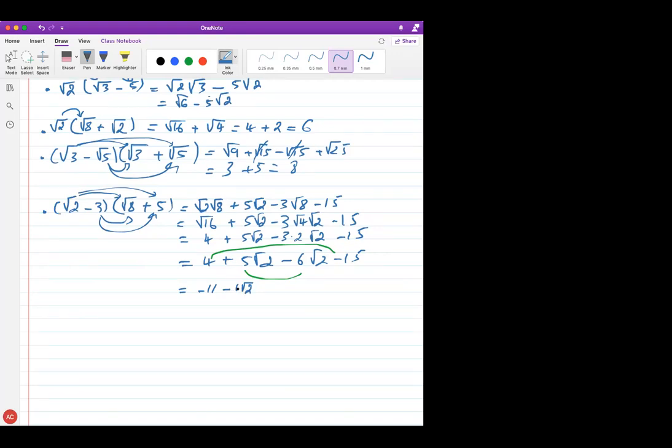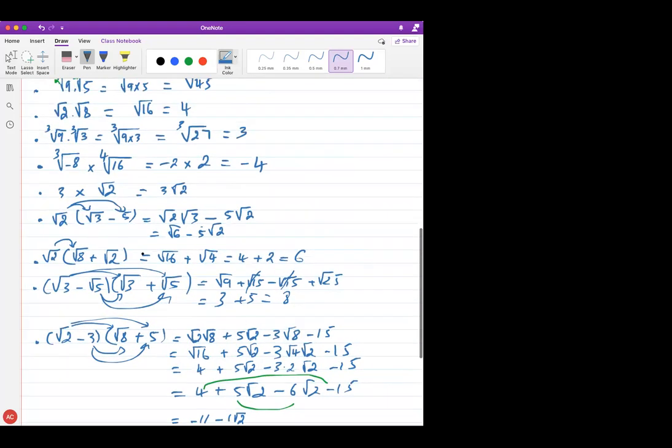This one here is not important. You can write it without this. And that's your final answer. Again, we're just distributing and simplifying. So we're combining what we learned last time with what we learned today to multiply radicals.